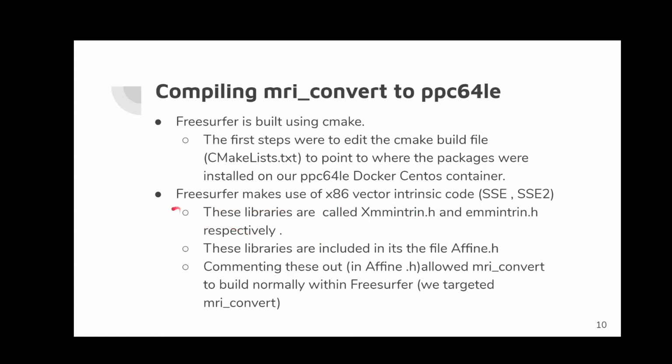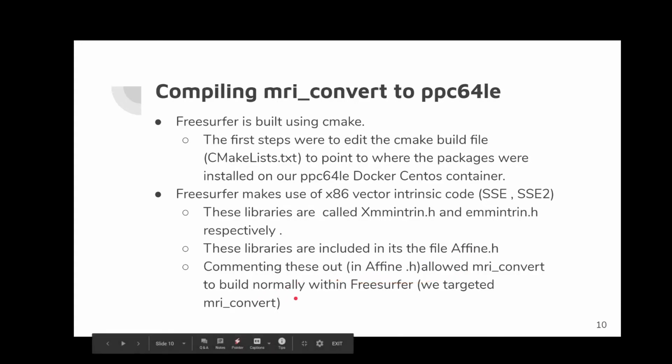To do this, we compiled FreeSurfer normally and looked for libraries such as SSE and SSE2. These libraries are made by Intel and they are for vector intrinsic code. These libraries are called using xmmintrin.h and emmintrin.h. We found that these libraries are included in FreeSurfer's file affine.h. By commenting out xmmintrin.h and emmintrin.h in affine.h, we allowed MRI Convert to build normally within FreeSurfer.